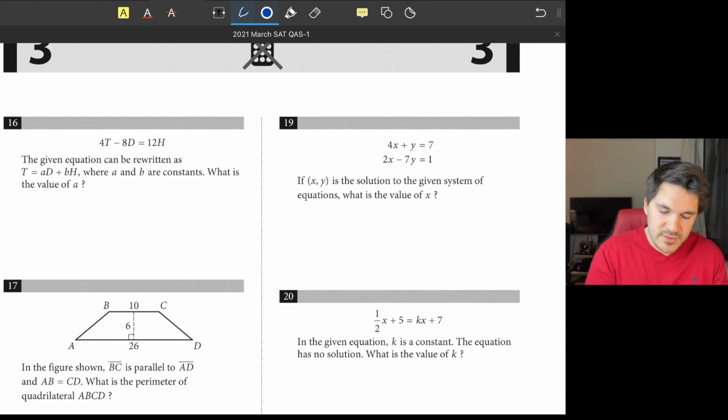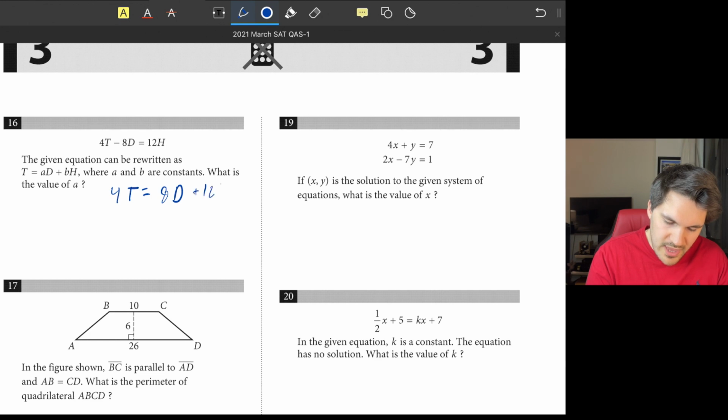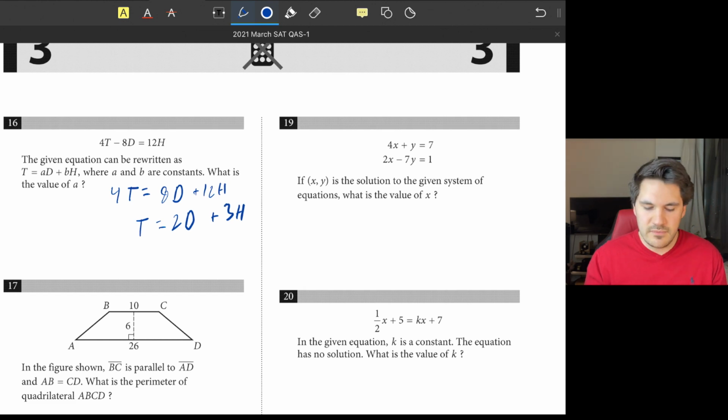Let's just solve the equation for t. So this would mean that 4t is equal to 8d plus 12h. T then is equal to 2d plus 3h. A is the coefficient of the d variable, which means that A should be equal to 2.